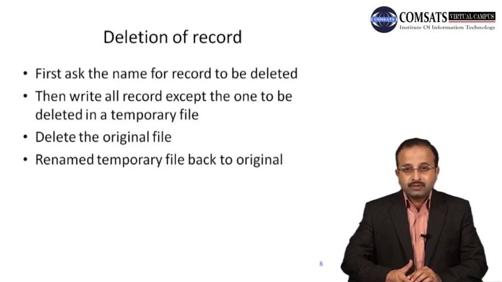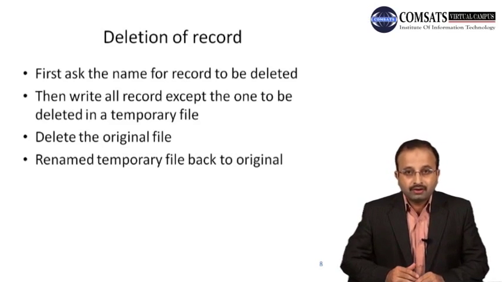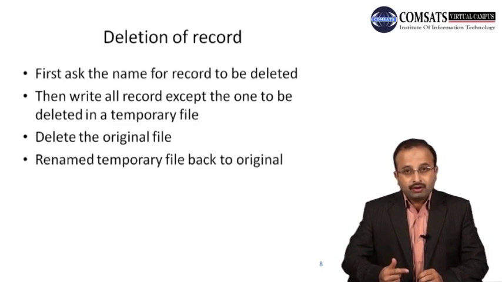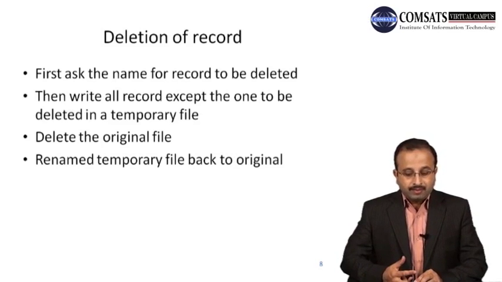So you read the first record, name is not same, you write it in the temporary file, and then you read another record. If the name is same as input by the user, then you won't write that record in the temporary file. So in this way, when this process completes, that means you read all the records from the original file and write in the temporary file. Then the temporary file contains all the records except the record whose name is the same as that input by the user. Then you close both the files, then you delete the original file and you rename the temporary file back to the original file.